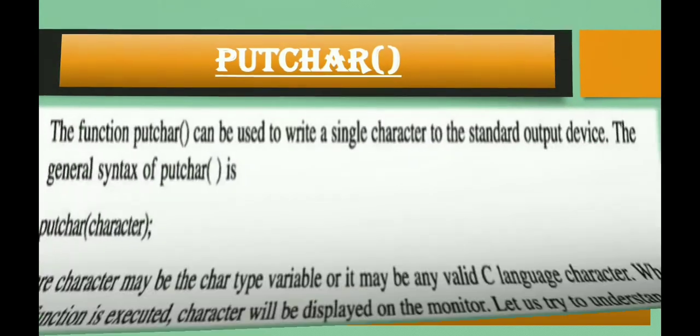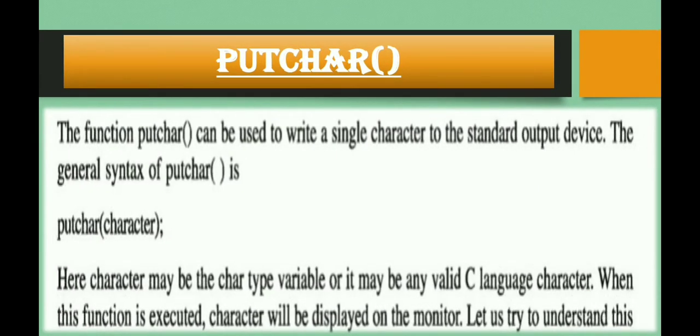First we will discuss the putchar function. This function is used to write a single character on the standard output device. The getchar function is used to give input from the standard input device. The single character input we can give through getchar, and whatever input we got from getchar, if we want to print that character on the screen, then how is it possible? For that purpose we have the putchar function.